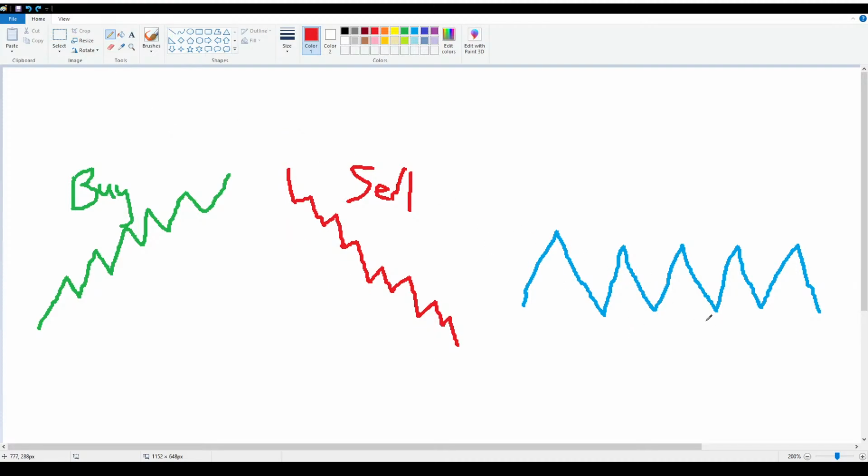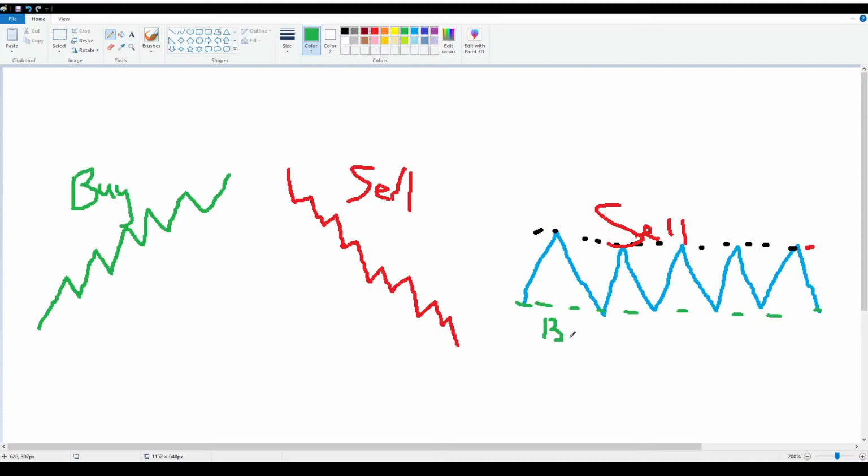Now, the sideways trend is a bit different as to how we'd approach it, but typically in a sideways trend, you want to sell at the top of the range. Okay, you want to sell at the top. Let me remove this. You want to sell at the top, and then you want to buy at the bottom of the range.